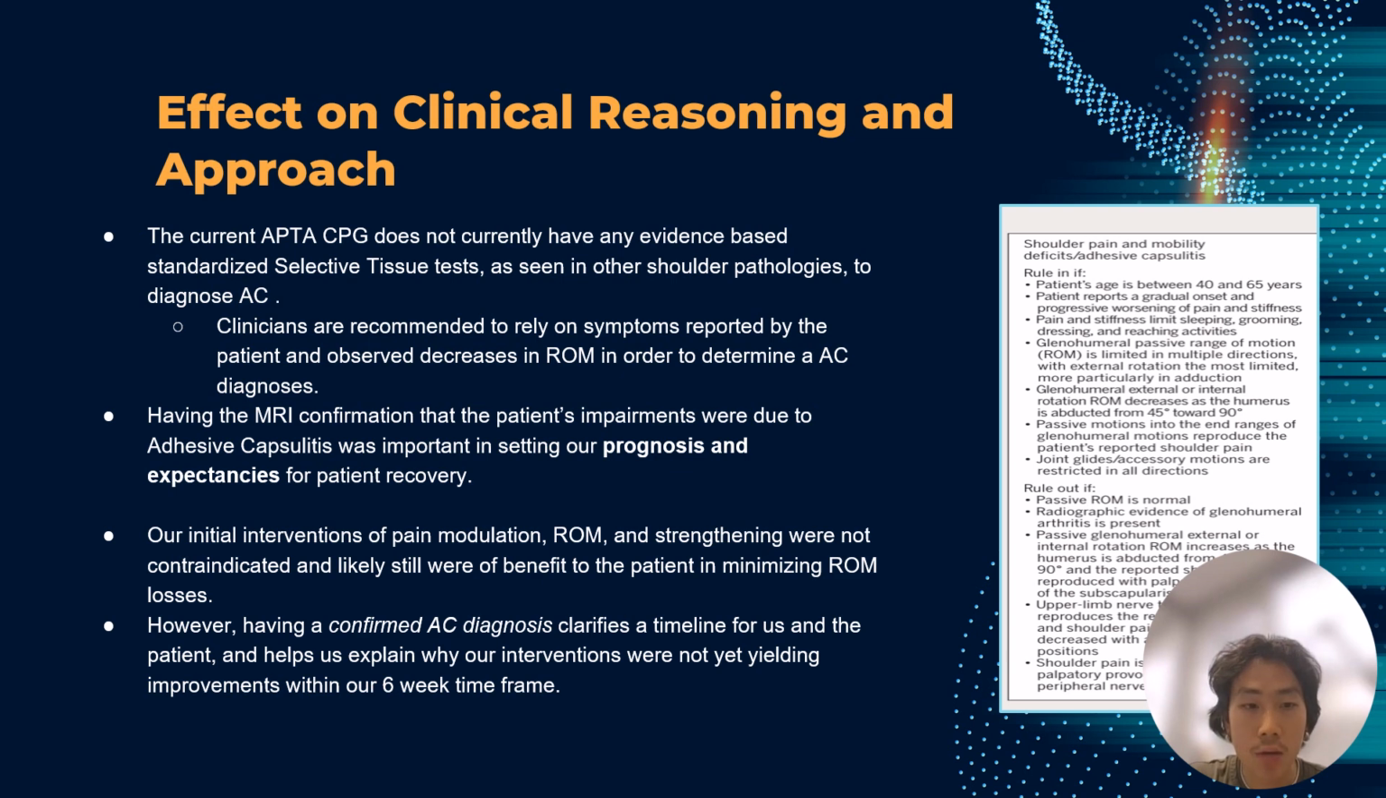Instead, the main benefit of having this confirmed AC diagnosis is that it clarifies a timeline for us and the patient and explains why our interventions were not really yielding improvements. Since we had only seen the patient for 6 to 8 weeks, if the patient did have a rotator cuff injury, we would have expected to see improvements by then. But now knowing that she does have AC, it tempers our expectations and we realize that we're not necessarily on the wrong track.